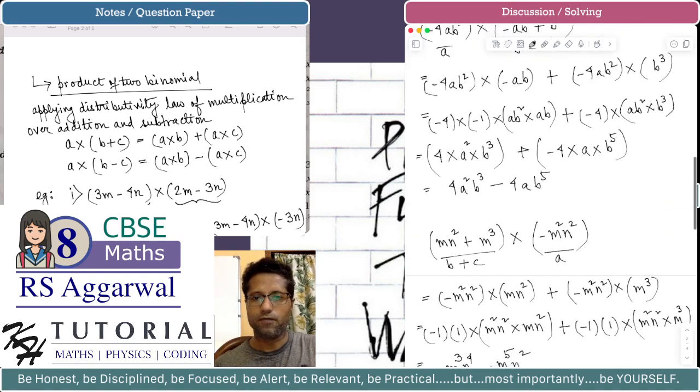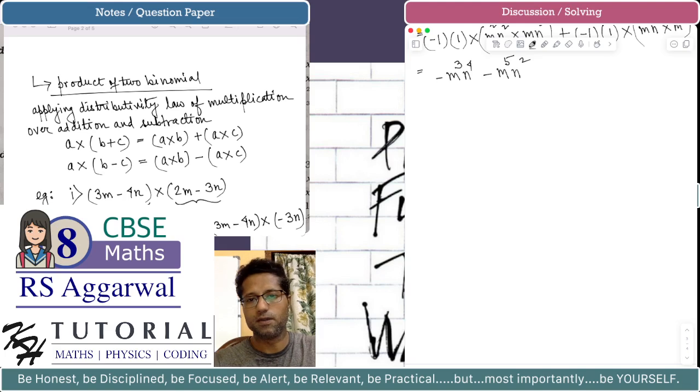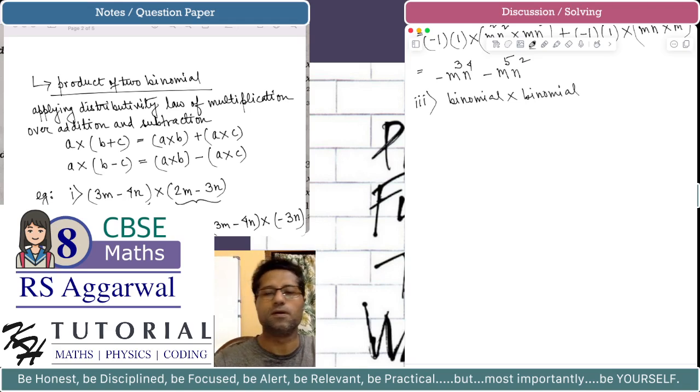Now how do we find the product of two binomials? These are all the fundamental concepts that will be required in finding the product of two algebraic expressions, where an algebraic expression can have 1, 2, 3, 4, any number of terms. So let's now see how we find the product of two binomials. In this we have to use the distributive law of multiplication over subtraction and addition twice.